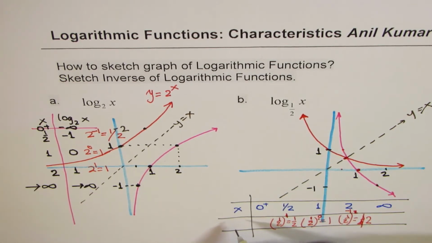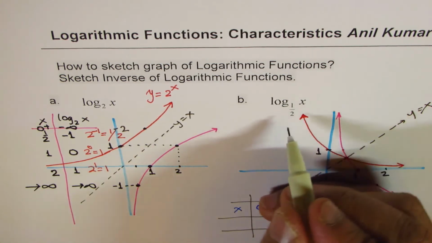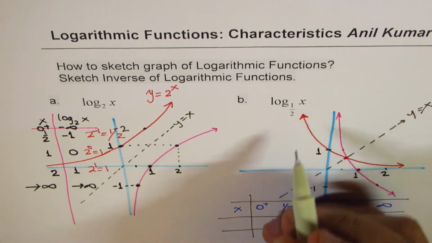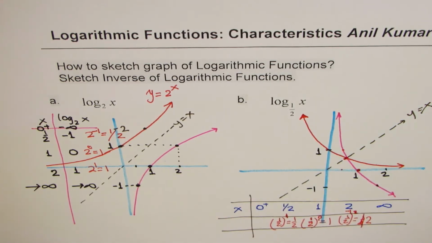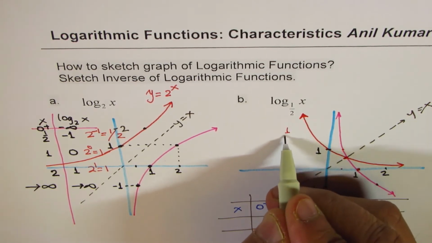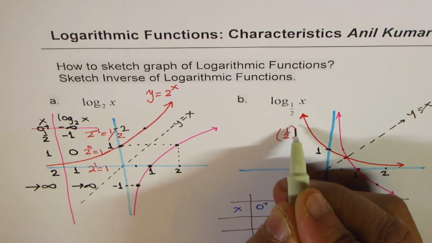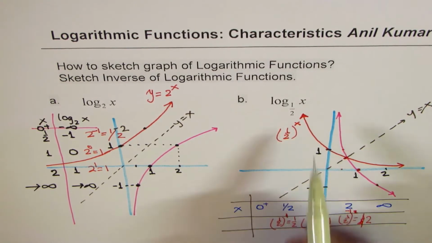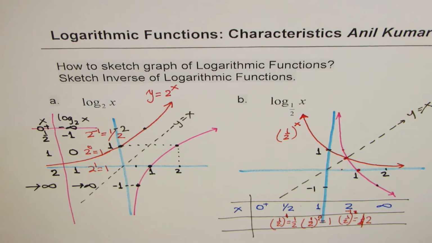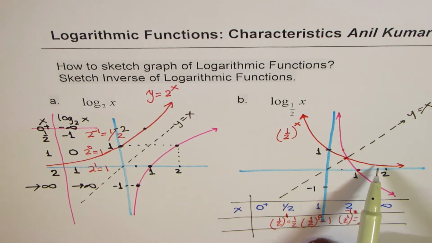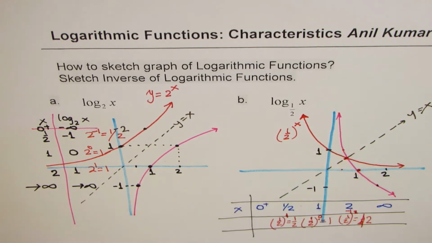So that becomes the graph for half to the power of x. Let me write it down here. So this is the graph for half to the power of x, the exponential form. Is that okay? So that is how we will see the graph of logarithmic functions with exponential functions, correct?